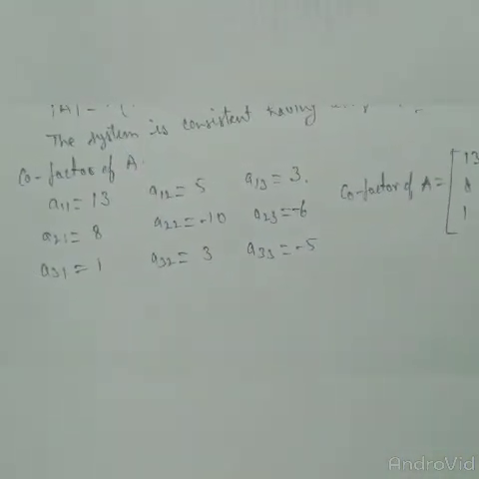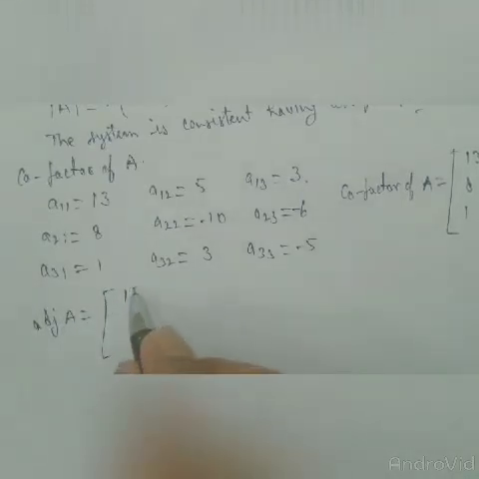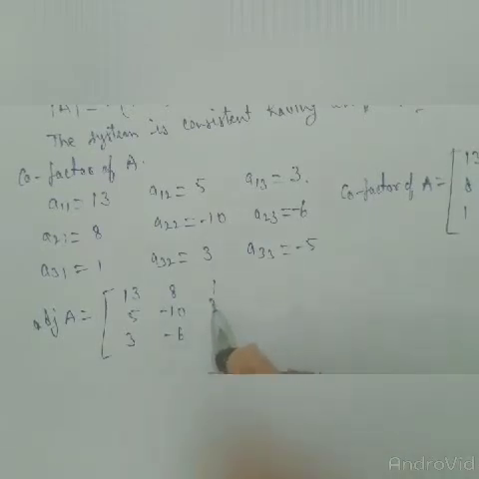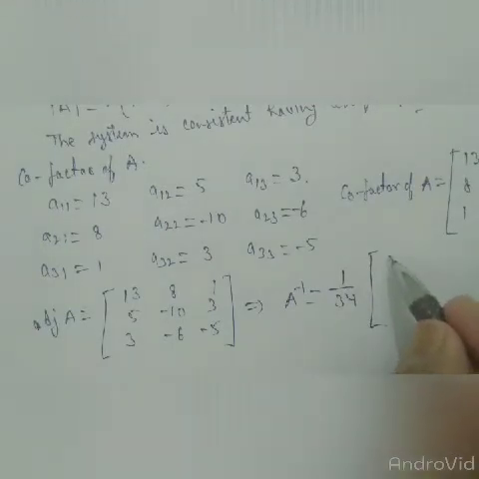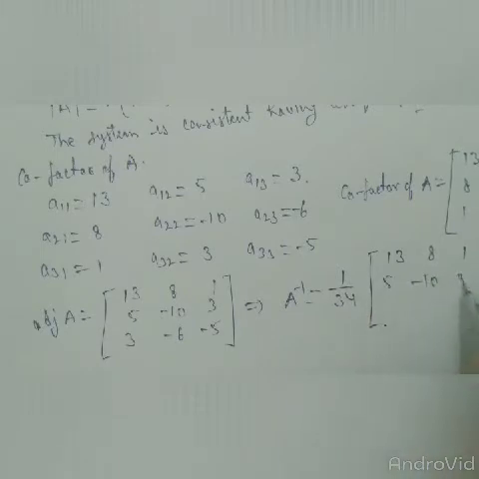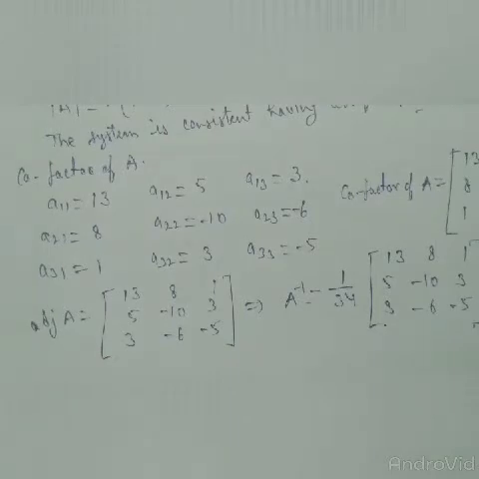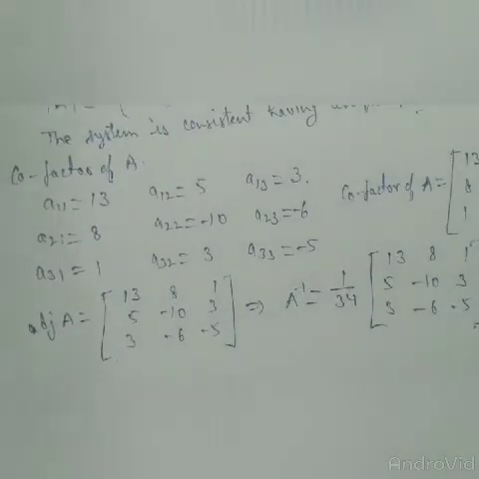For this, the adjoint of A is the transpose of the cofactor. So 13, 5, 3, 8, minus 6, minus 10, minus 6, 1, 3, minus 5. That implies A inverse equals the adjoint divided by the determinant. The determinant is 34, so 13, 8, 1, 5, minus 10, 3, 3, minus 6, minus 5. Clear? So which is A inverse.